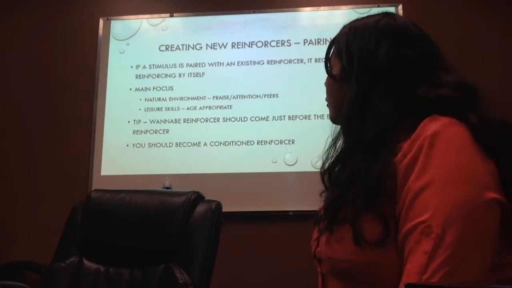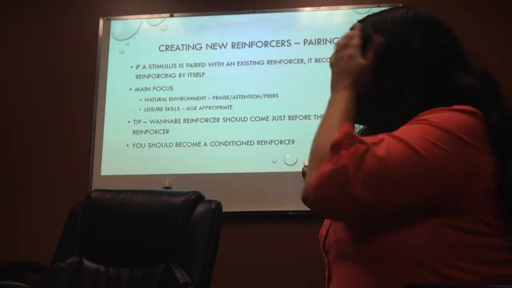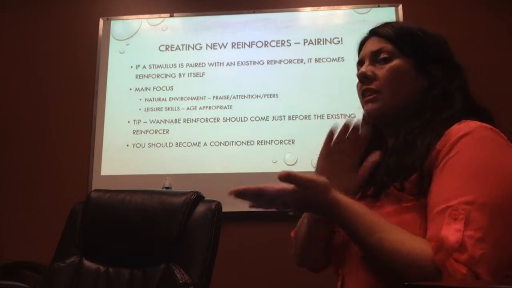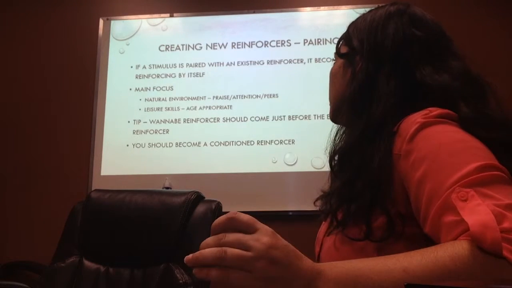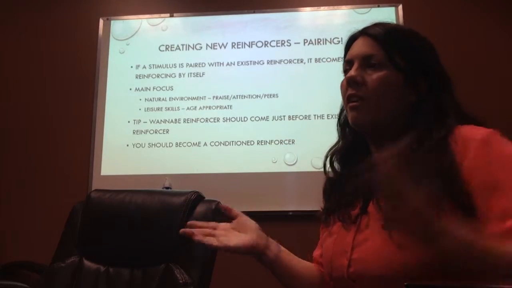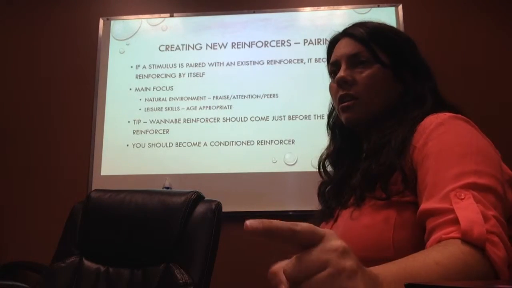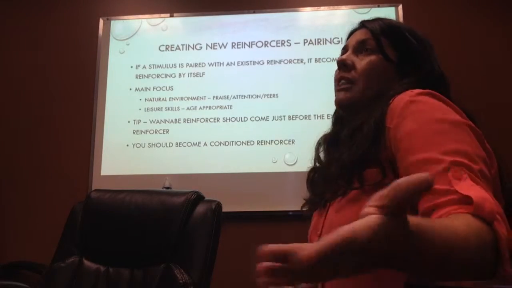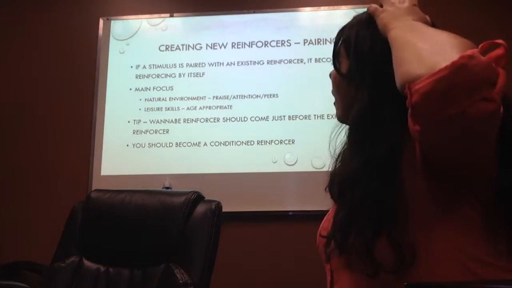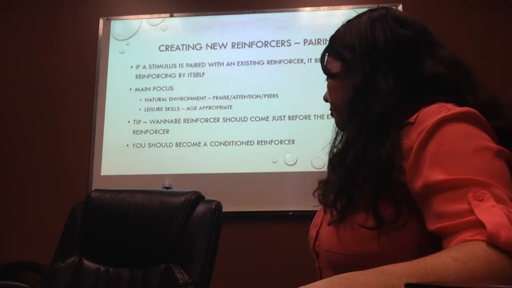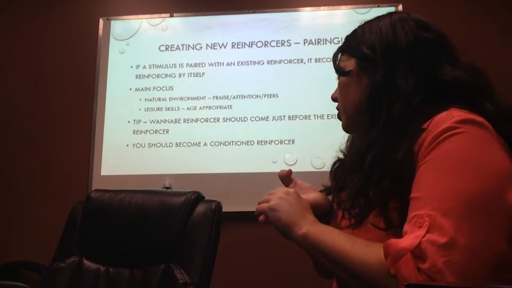So this is really how you create new reinforcers. I forget if this definition has come up, but basically it's a procedure called pairing, really called stimulus pairing. The rule is if a stimulus is paired with an existing reinforcer, it becomes reinforcing by itself. And this just makes common sense based on life development. For most little kids, their parents are reinforcers, just the sight of them. It's because everything good comes from their parents, from the time you're a baby: food, warmth, everything. And then this leads to more. So what we want to focus on is the natural environment, which is praise, attention, peers, and leisure skills.